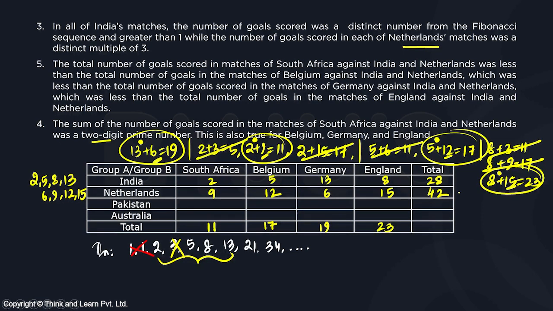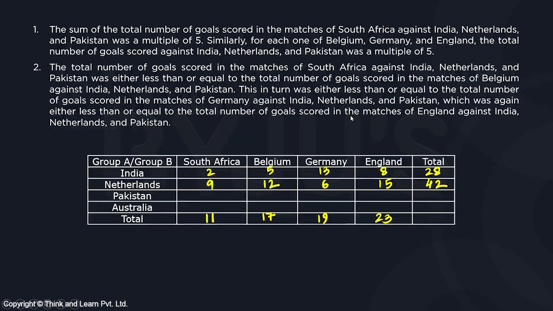So this is all we know as of now using statements 3rd, 4th, and 5th. We have figured out all of India and Netherlands and the total goals of South Africa, Belgium, Germany, and England, which is Group B. Now, using statements number 1 and 2, the conditions. The sum of the total number of goals scored in the matches of South Africa against India, Netherlands, and Pakistan was a multiple of 5. Similarly, for each of Belgium, Germany, and England, the total number of goals scored against India, Netherlands, and Pakistan was also a multiple of 5.